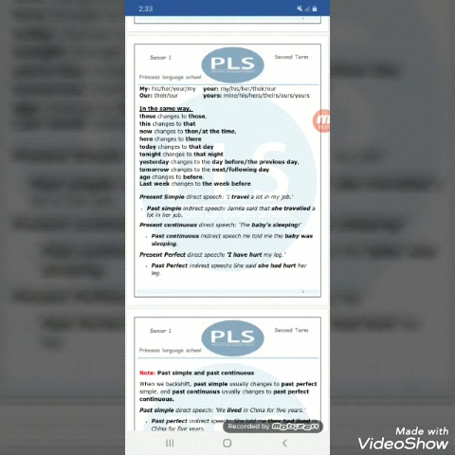So, present simple direct speech, like "I travel a lot in my job," will be past simple indirect speech. Jamila said that she traveled a lot in her job. What about the present continuous direct speech? "The baby's sleeping." The baby's sleeping here means the baby is sleeping. It will turn to past continuous indirect speech. He told me the baby was sleeping.